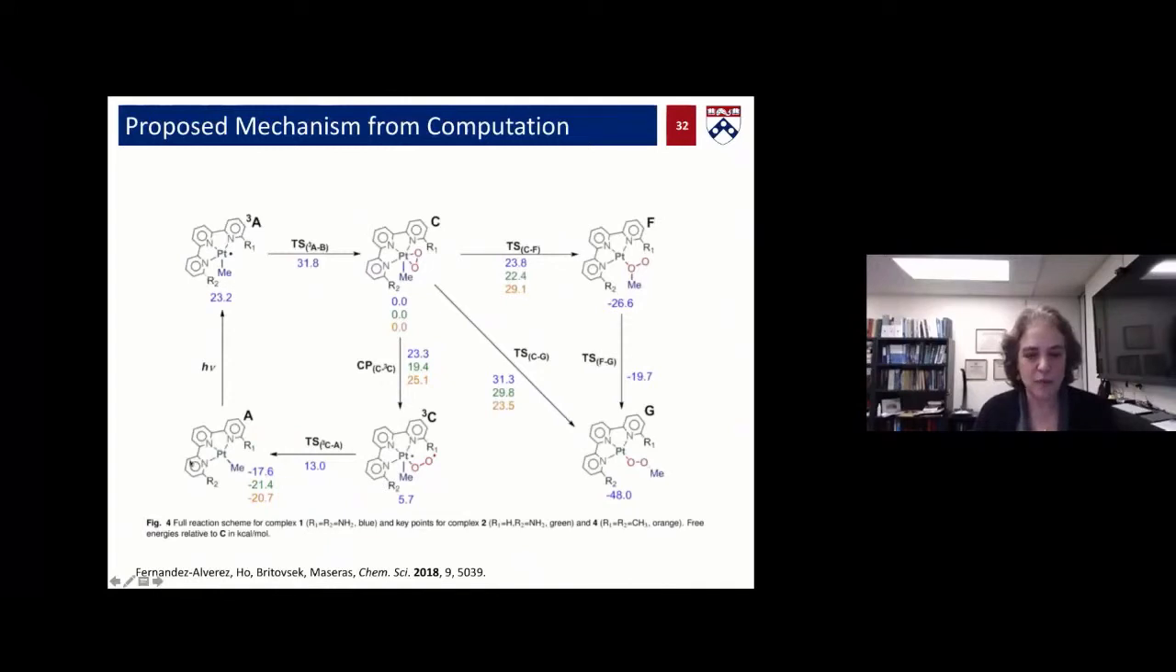Their most recent proposed mechanism is based on this computational work, where you photolyze it to an excited state species here that reacts with oxygen, and then, depending on what these R substituents are, can either undergo the methyl migration this way or down this way.